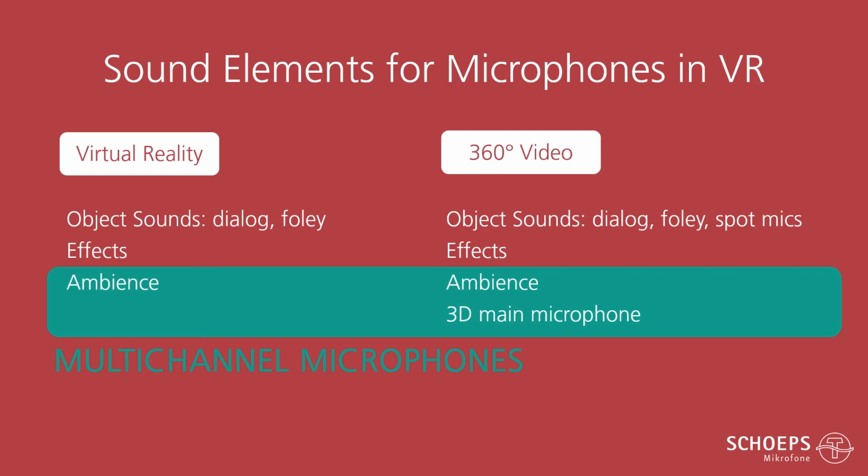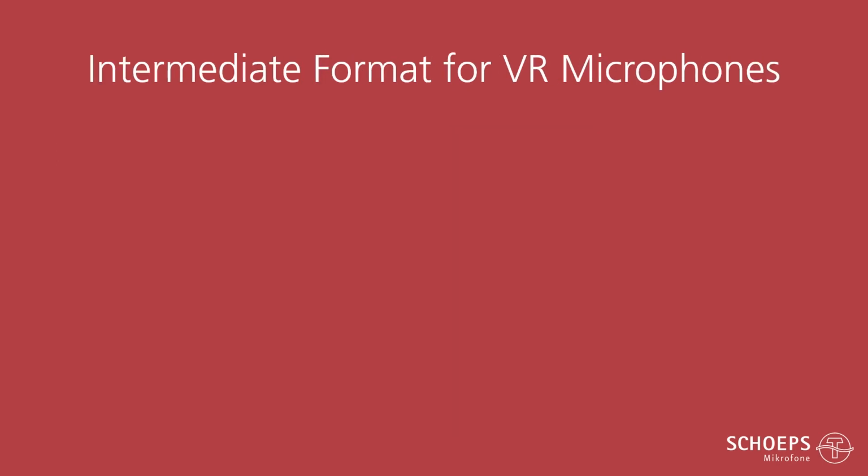And yeah, so multi-channel microphones are really a way to go here. So now I talked about those sound elements that you have here, but as an audio engineer, you have to mix those sound elements somewhere, and so you need some kind of intermediate format for where you mix your sound elements to. This can be also described as an audio bus. And so what kind of intermediate formats do we have here?